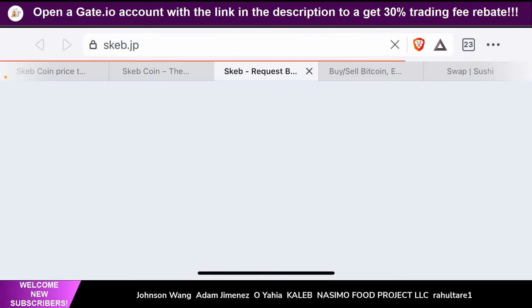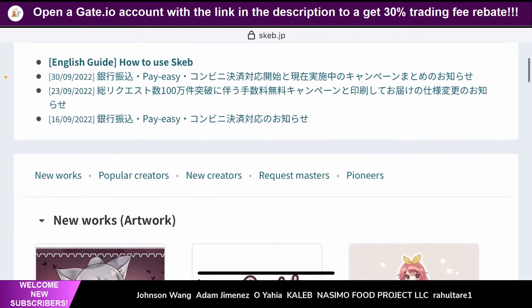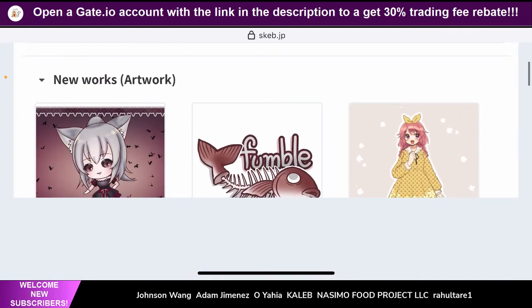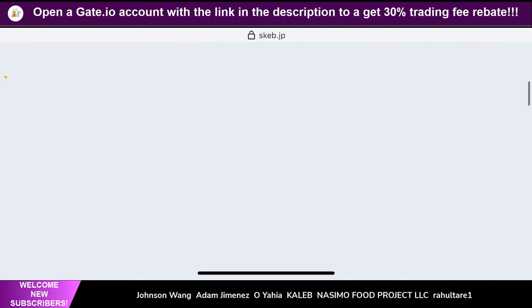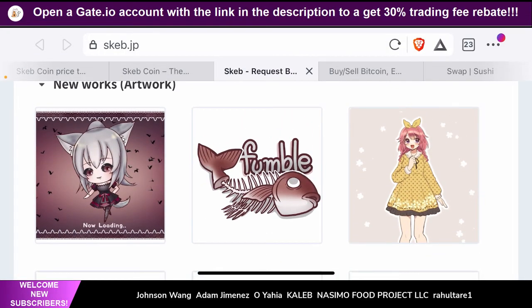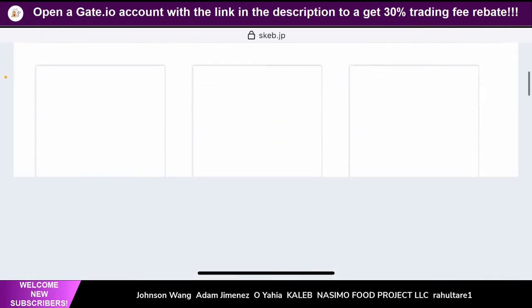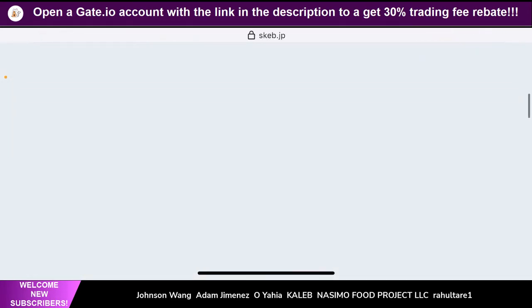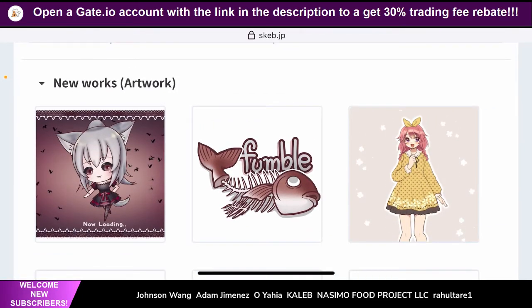So this is the SKEB app. Obviously, you can see that when you click on the app, it goes to skeb.jp. There's a lot of information in Japanese, but you can see these are the artwork that content creators are directly selling to their users. For some reason, I can't really open the full images on my phone because of limitations with my phone, but you can use a laptop or tablet or desktop to access all of these beautiful artworks. It's pretty cool.